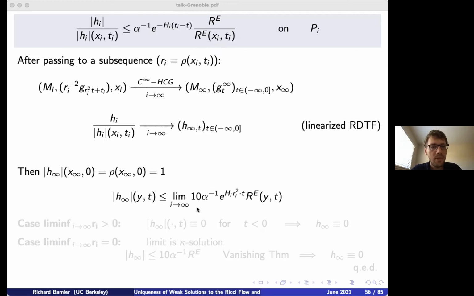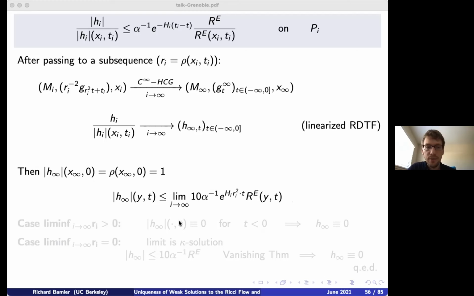So on the right hand side we really see the limit of some constant times alpha to the -1. Well, we've applied a time shift, so the t_i goes away. So we just have this exponential term where we rescale by r_i squared. So we have to multiply by r_i squared here. And then we get the scalar curvature in the limit. Okay. All right, so we have this bound in the limit.